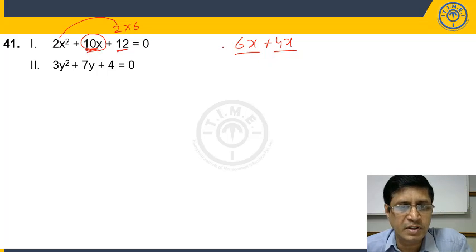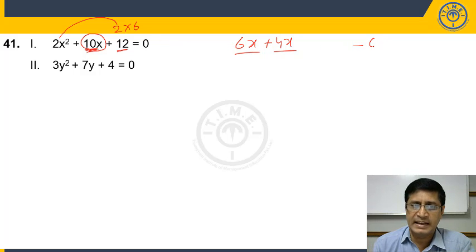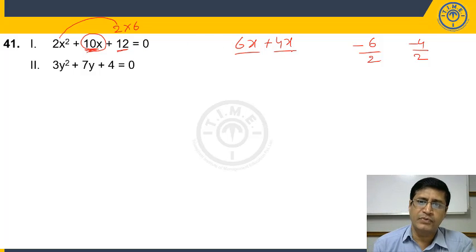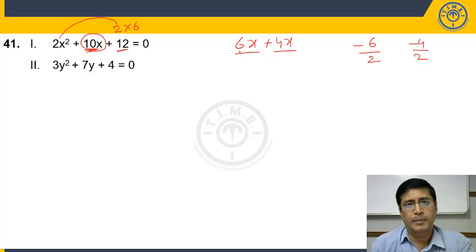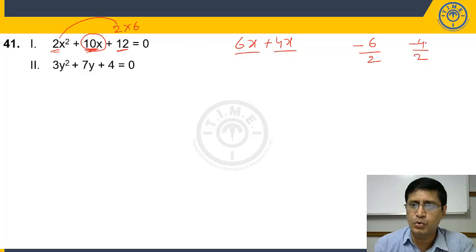So what are the roots for the first quadratic equation? The roots are minus 6 and minus 4 by the coefficient of x square. My dear students, you need to take the same factors with the opposite sign. So 6, opposite sign is minus 6, and 4, opposite sign is minus 4, by the coefficient of x square. So these are the roots for the first quadratic equation.